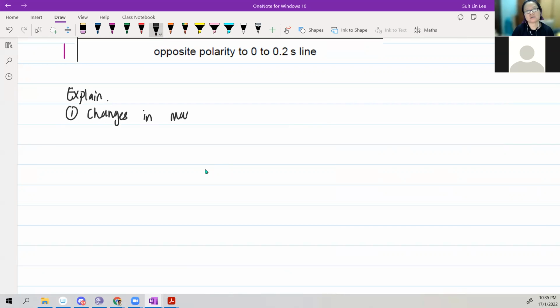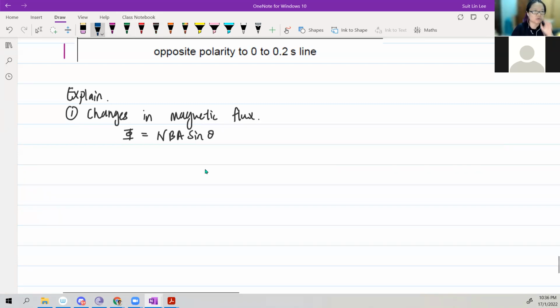Changes in magnetic flux. So remember, flux was NBA sine theta. Okay, of course, like all essays, we have to write who changed the flux, right? If you say, oh, this person or this company caused the flood, you must write who. So what causes the change in flux? Because we are going to have to explain that EMF is equal to d flux/dt. So this d flux/dt is already change in magnetic flux.